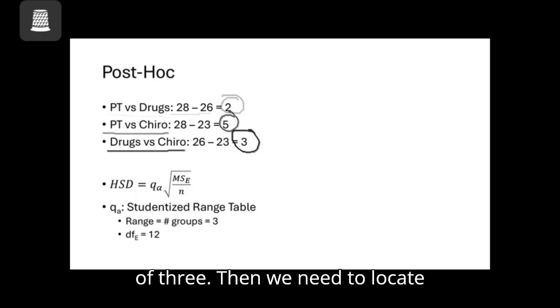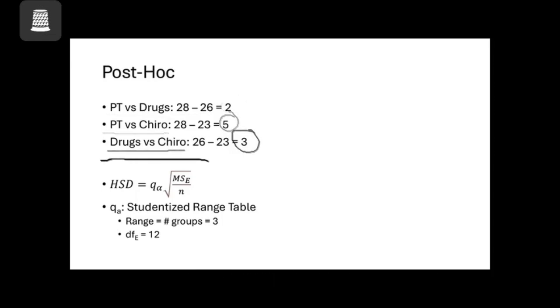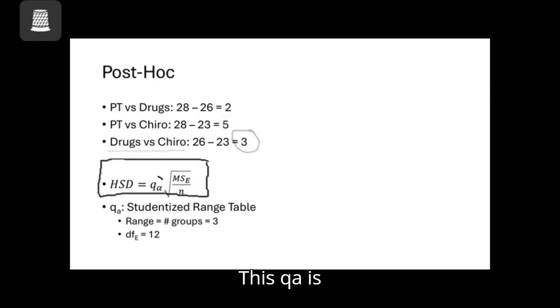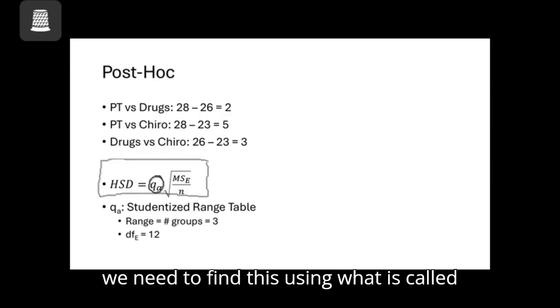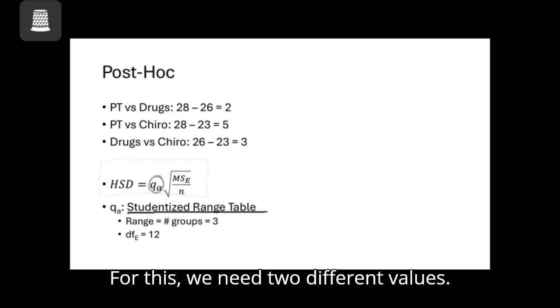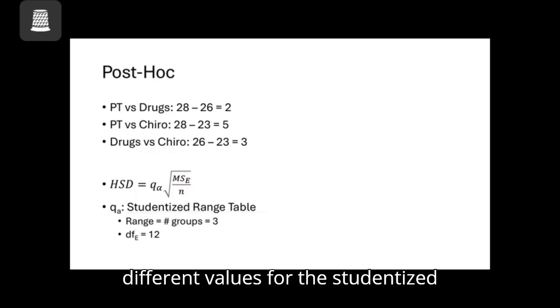Then we need to locate our critical value. Now, this is the calculation for the Tukey's HSD. This q is going to be our critical value. So we need to find this using what is called the studentized range table. For this, we need 2 different values, just like we had 2 different types of degrees of freedom for the F test. We need 2 different values for the studentized range table.